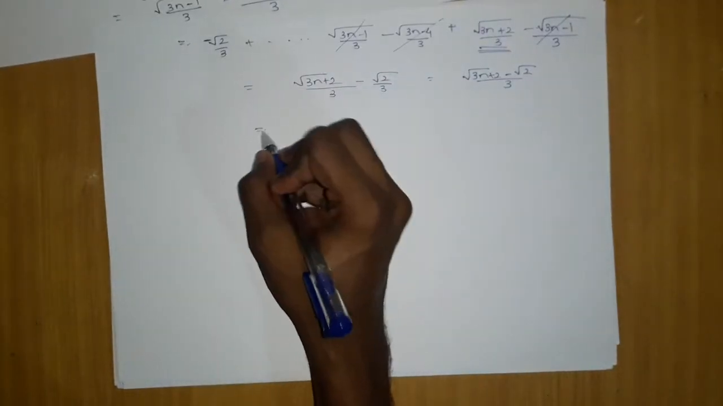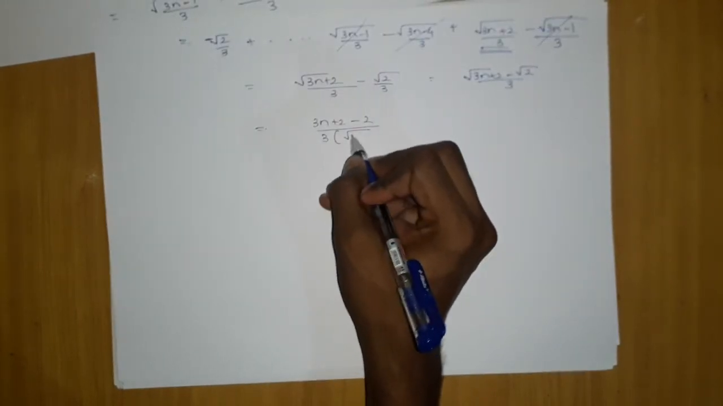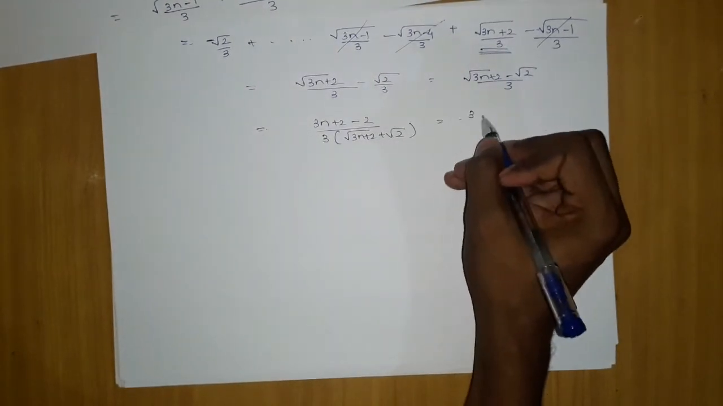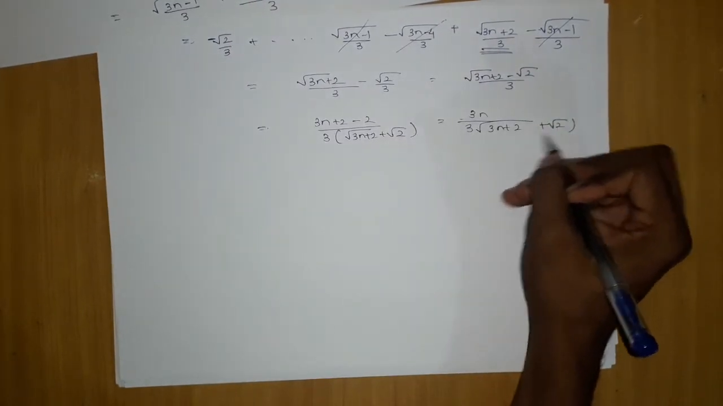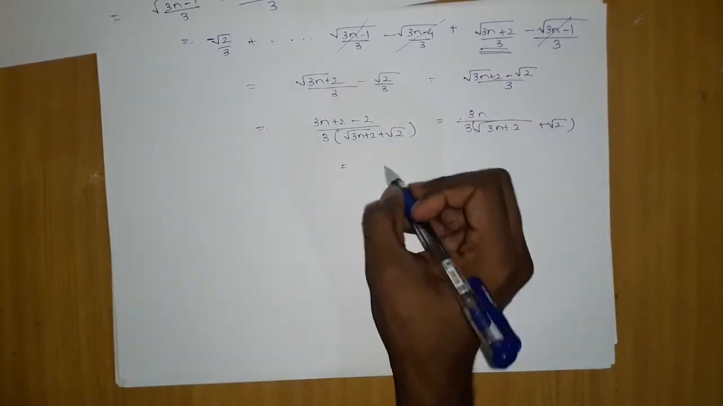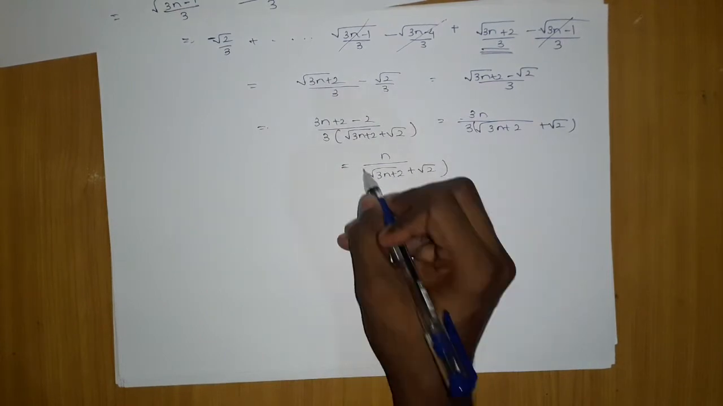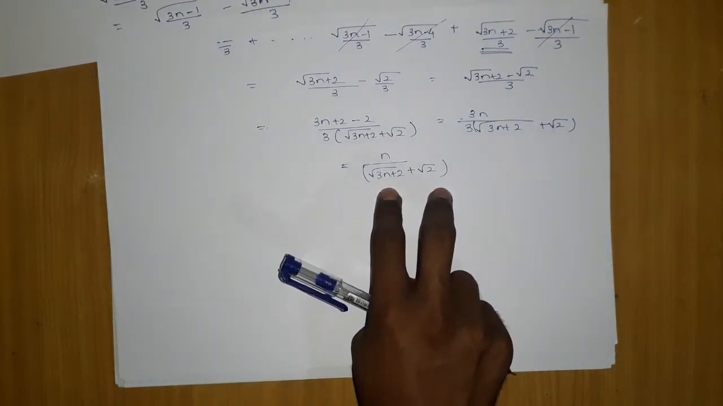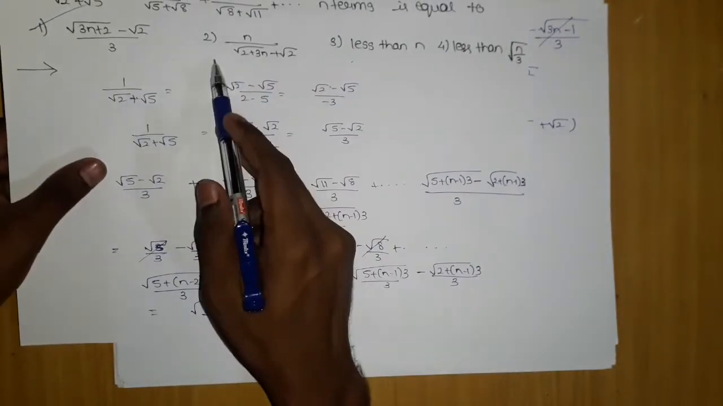Now I will rationalize. By rationalizing, what I am getting: 3n plus 2 minus 2 upon 3 into (under root 3n plus 2 plus under root 2), which will give me, this will cancel out, giving me 3n upon 3 into (under root 3n plus 2 plus under root 2). The 3 will cancel out, so we are left with n upon under root 3n plus 2 plus root 2. Okay, so this is the thing which we are left with. Now, is it less than n? Yes, this one is also correct: n upon under root 3n plus 2.